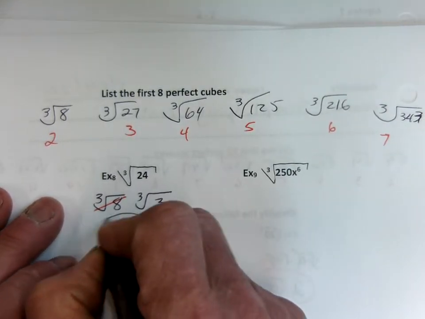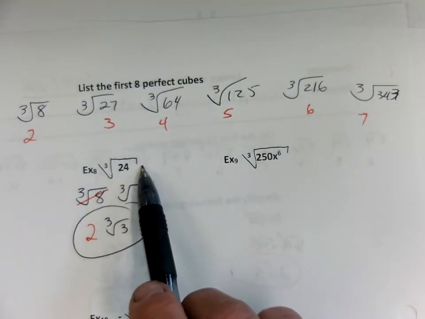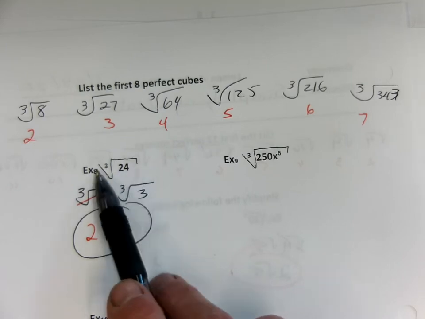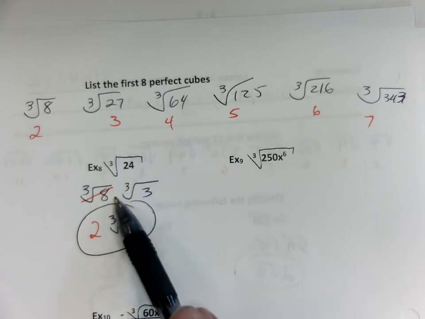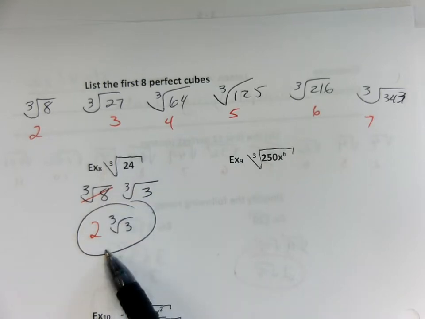So what did I do? I found a number that I could cube root. I just need to find a number I could cube root. It has to be one of these. If I find a number that can cube root, I cube root it and bring it out, okay?